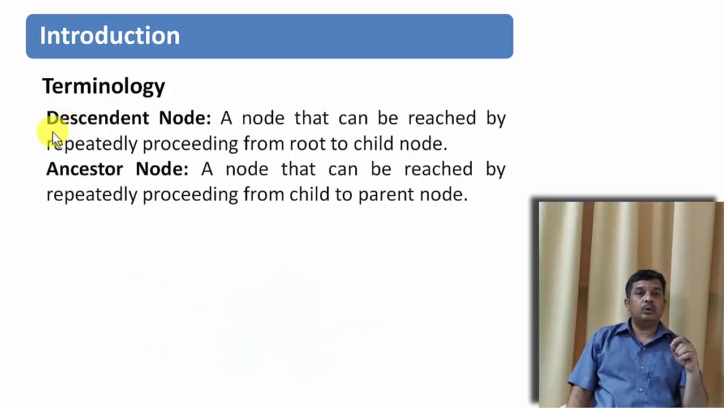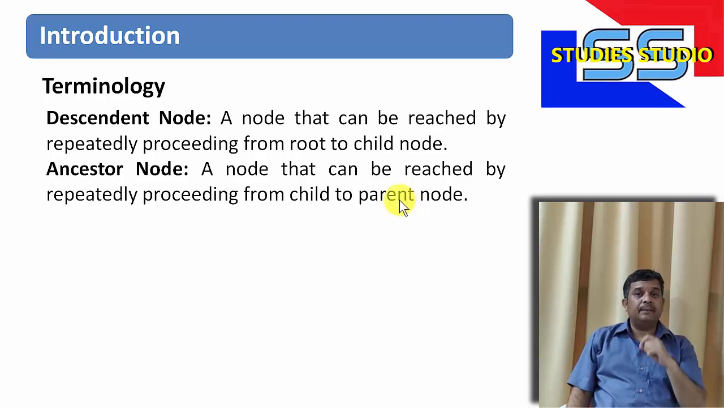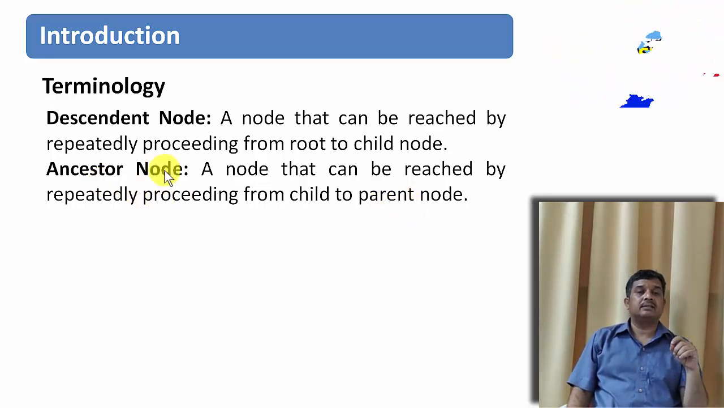There are two more definitions, descendant and ancestors. So a node that can be reached by repeatedly proceeding from a root to child is called a descendant node. Similarly, the opposite is if I can proceed from child to the parent node and ultimately reach the root node, then I'll say all of them are ancestors.